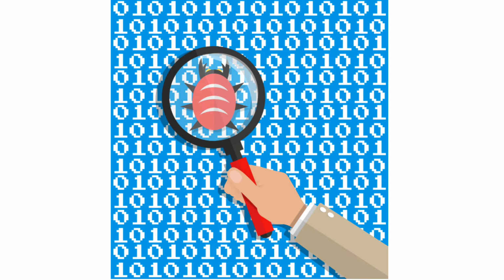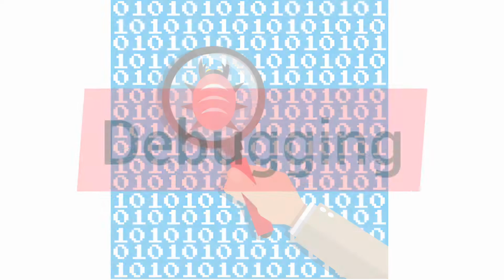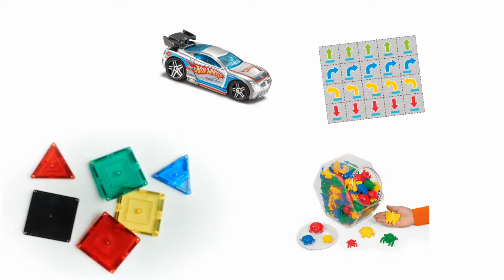The process of finding and fixing bugs is called debugging. We are going to play a fun game to learn how to debug. Here is what you'll need: some magnetiles, one Hot Wheels car, coding cards, and some bug counters. Now the car is a must, but all other items are optional. If you do not have one or more of them, feel free to swap them out with any suitable items that you have at home.